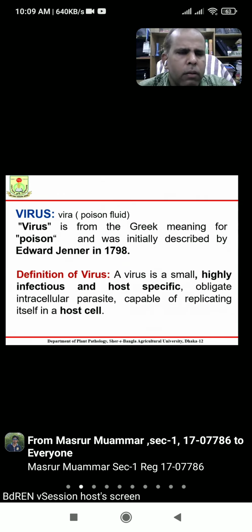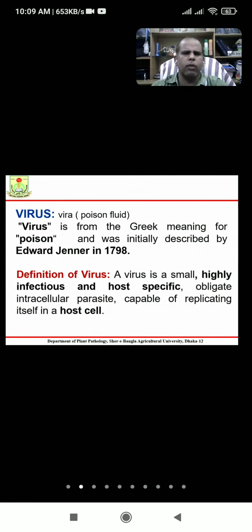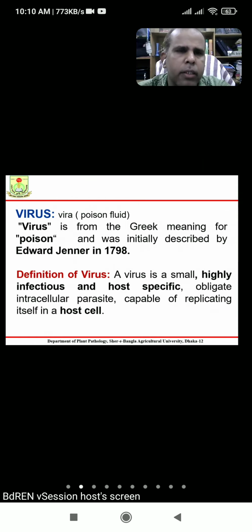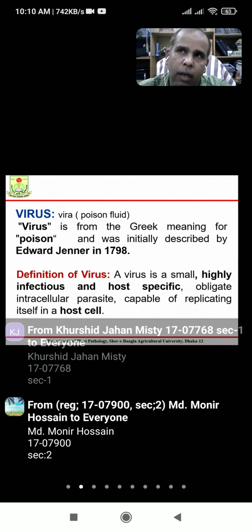Now this virus was first described by Edward Jenner in 1798. Although virology study started in 1590, at that time people didn't know what a virus was, or what organism caused the disease. At that time they thought it was maybe the beauty of the plant. But after that, they thought no, this is not the beauty of the plant. Actually, this is an irritation, or a stress of the plant.